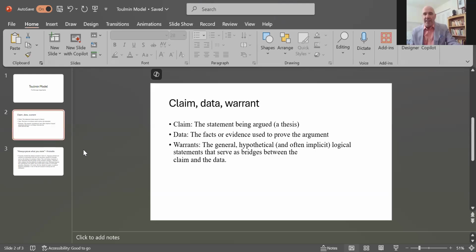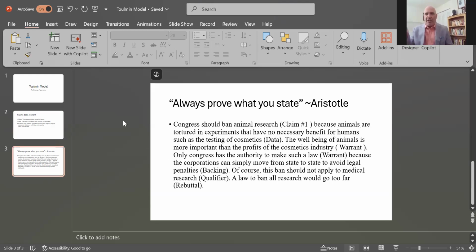Okay. So now we're going to take a look at an example of this. And of course, Aristotle, this is one of my favorite quotes: always prove what you state. It's a really simple idea from Aristotle, but it's definitely one that we should always keep in mind when we're crafting arguments. So the example is, I want to mention this too, there are other elements of the Toulmin model in this example, which I will explain, but you don't have to use them.